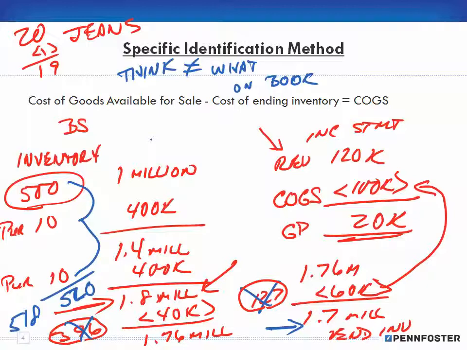It's not that difficult. It's basically keeping a log of what I have in inventory. And when I sell something, I take it out, because I know exactly which one it is, and I put it over to cost of goods sold. So I'm reducing my inventory when I take it out at that point in time, right? So with that said, I will see you in the next video for the next method.